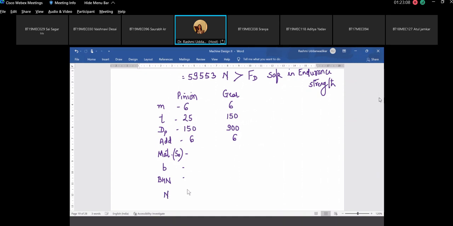You should give N. PP will remain same. You should give N. This is 1440. And this is 240. Yeah, the value of K is indicating BHN, Brinell hardness number.